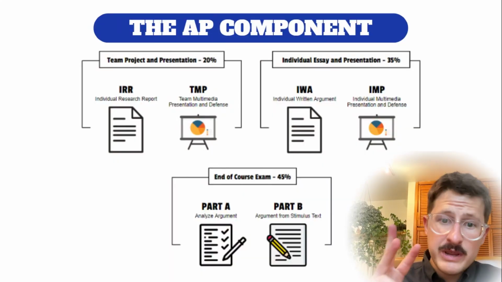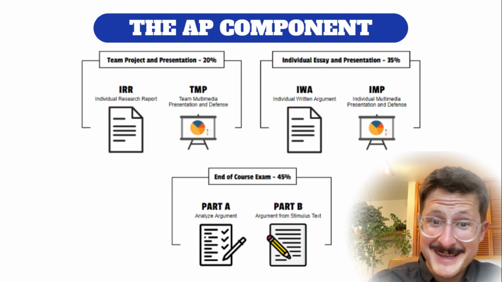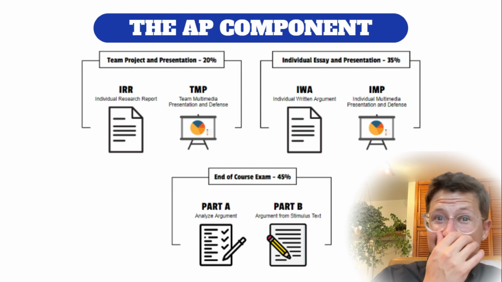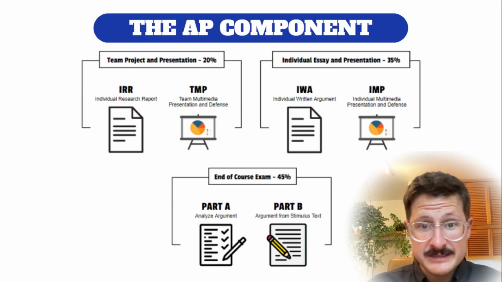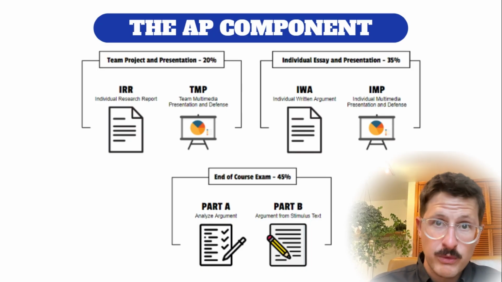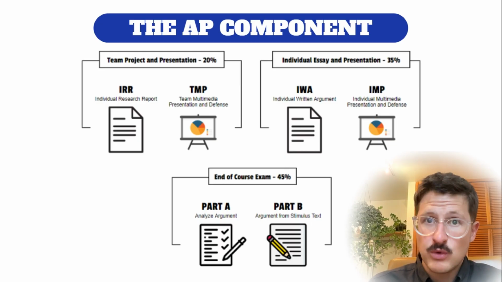So in order to understand how this sort of works, let's back up and look at how the different AP components work together in this class. You have three things that add up to your AP score, which will hopefully be a 3, 4, or 5. The first piece of that is what we call the team project and presentation. This is what the first paper, the IRR, or individual research report, is part of. And this makes up 20% of your total AP score.